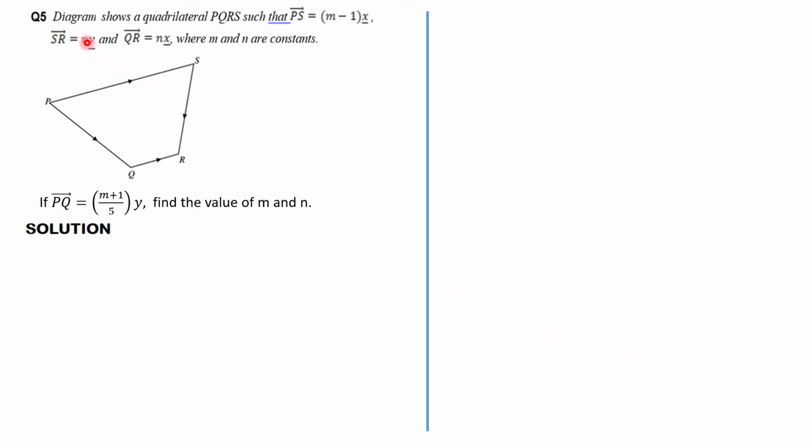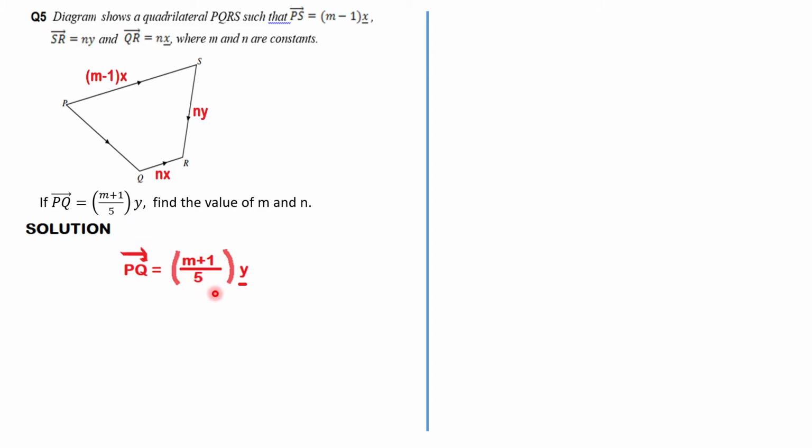Okay, question 5. You are given a quadrilateral PQRS such that vectors PS, SR and QR are given. So what you can do is label all these vectors in your diagram. Make sure whenever given information, you label your diagram. That will help you get an idea to solve the question. Next, the question here, you have to find the value of m and n. You are given the resultant vector PQ as m plus 1 over 5 y. So this is the given information PQ.